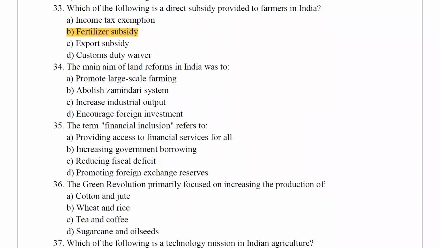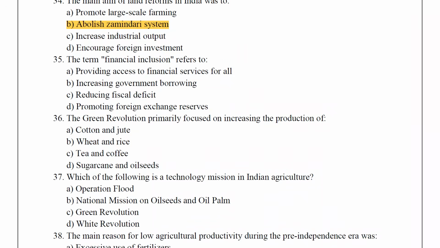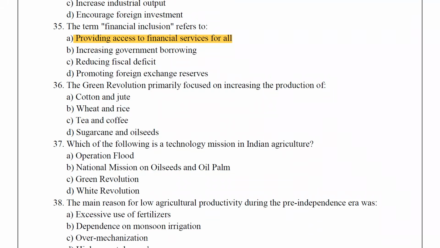The main aim of land reforms in India was to abolish the zamindari system. The term financial inclusion refers to providing access to financial services for all. The Green Revolution primarily focused on increasing the production of wheat and rice.